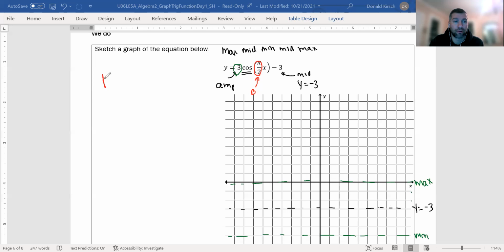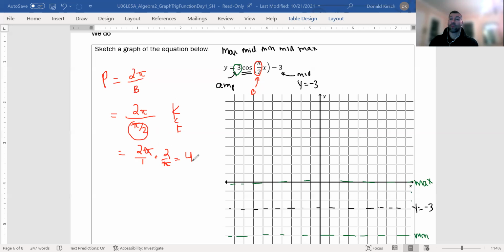And so let's remember our period formula. Period equals 2 pi over b. And in this case, our b value is pi over 2. So we have 2 pi over pi over 2. And we just got done talking about what we do when we have a fraction in a fraction. We use keep, change, flip. So we keep the 2 pi, call it 2 pi over 1, change it to multiplication, and flip the bottom part to be 2 over pi. And when we do this, our pi's are going to cancel, and we'll just have 2 times 2, which is 4. And what this allows me to do is know that this is going to be one full cycle.